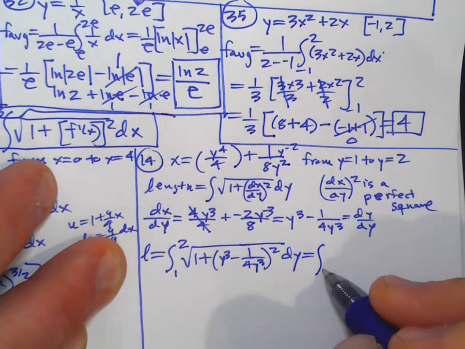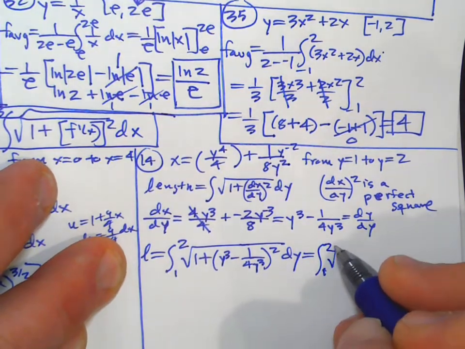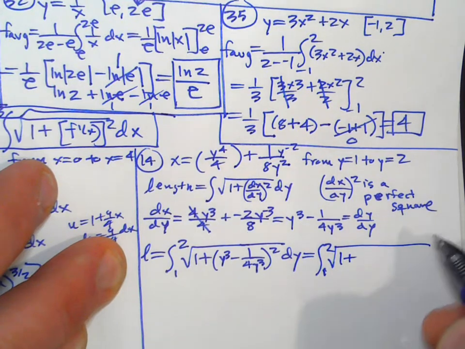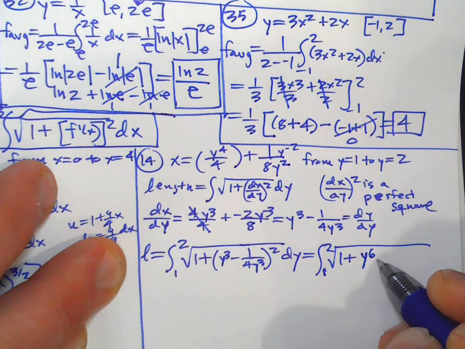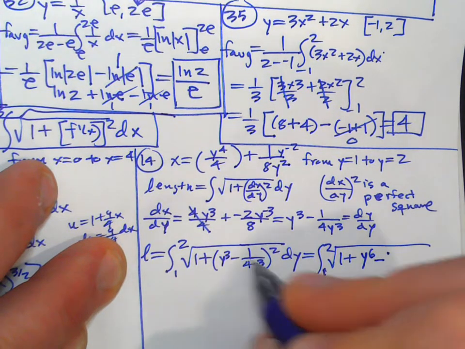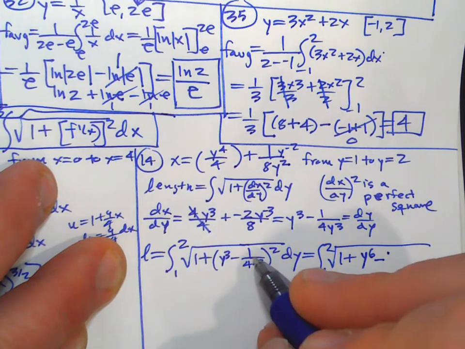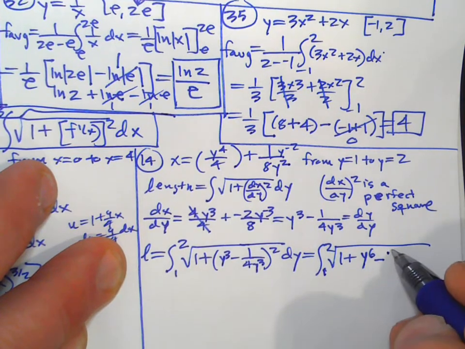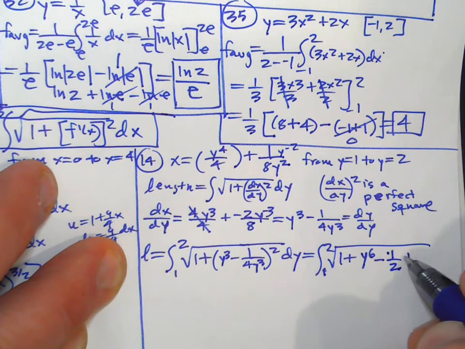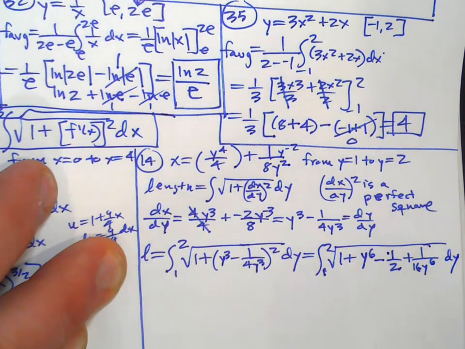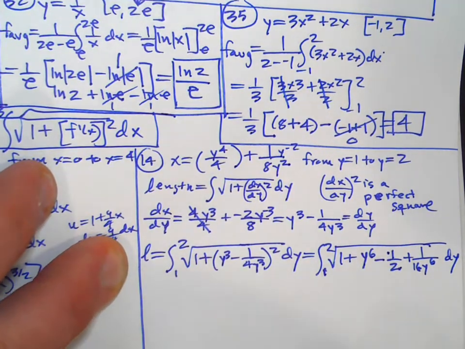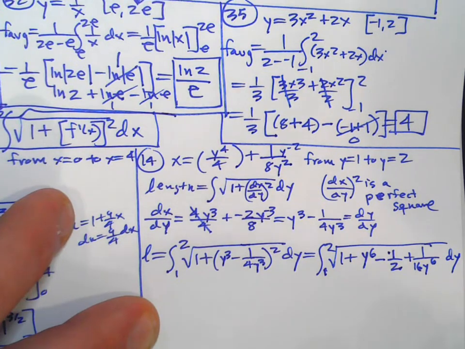So that's going to be the integral from 1 to 2 of the square root of 1 plus y to the 6th minus 2 times... if you multiply these together, the y cubes actually cancel each other out and you get negative 1/4, so that's negative 1/2, plus 1 over 16y to the 6th, dy. So this is messy. This is gross. Okay, let's see if we can do anything about this.